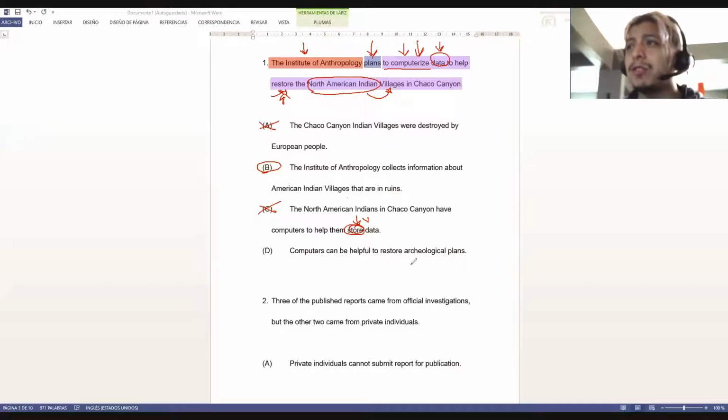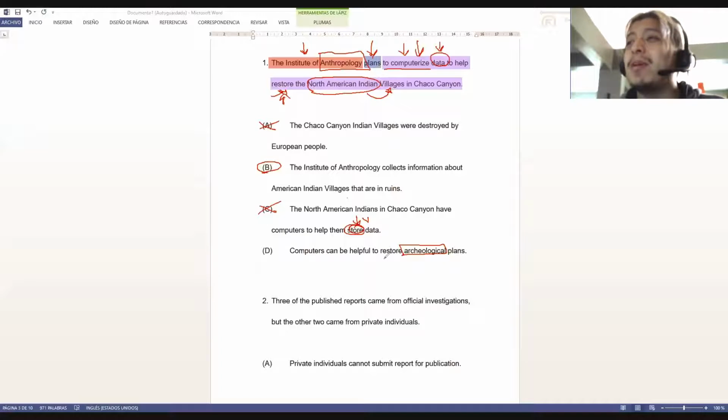Computers can be helpful to restore archaeological plans. Well, I guess this makes sense. Yes, computers can be helpful. Well, they want to computerize the data to help to restore this. But there's a problem here. I notice a big problem. This will make sense, but it says computers can be helpful to restore archaeological plans, and we have anthropological things. This is the Institute of Anthropology, not the Institute of Archaeology.